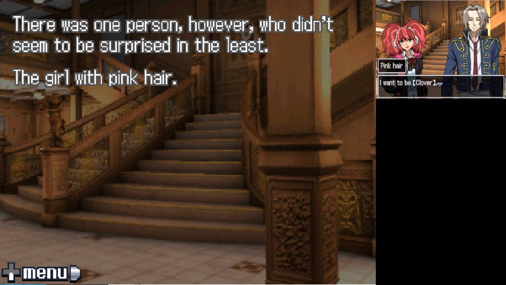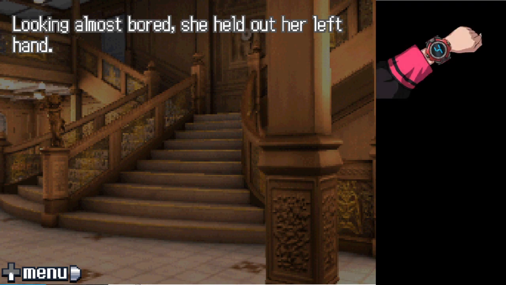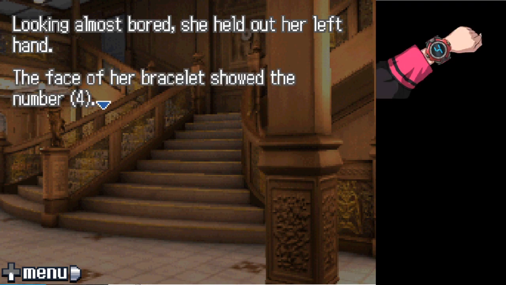I'm a little sketchy of Prince here. I want to be Clover. You know, like 4 Clover. She's number 4. Good luck, right? Looking almost bored, she held her left hand out. The face of the bracelet showed the number 4.